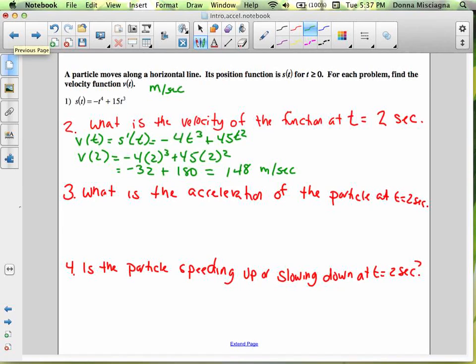All right, so by the velocity, we can see that our object is moving in a positive direction. What's the acceleration of the particle at t equals 2 seconds? All right, so now we want a of t, which is the derivative of velocity. So that would be negative 12t squared plus 90t. Now we'll evaluate it at 2 seconds. So that's going to be negative 12 times 2 squared.